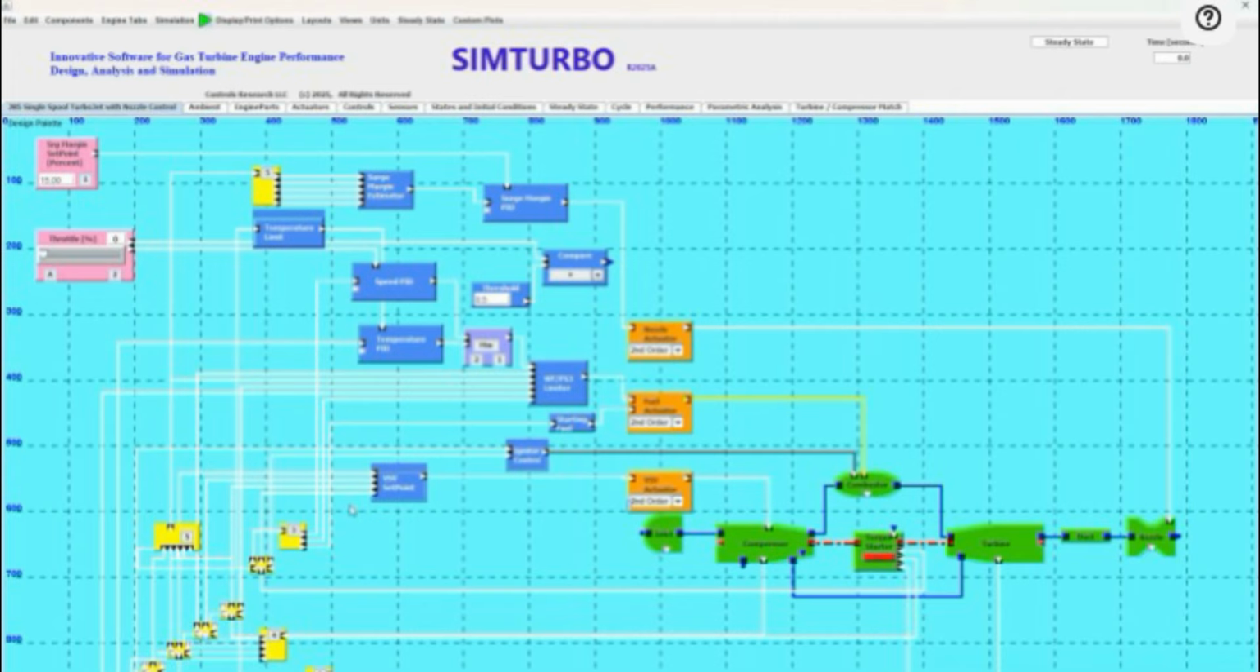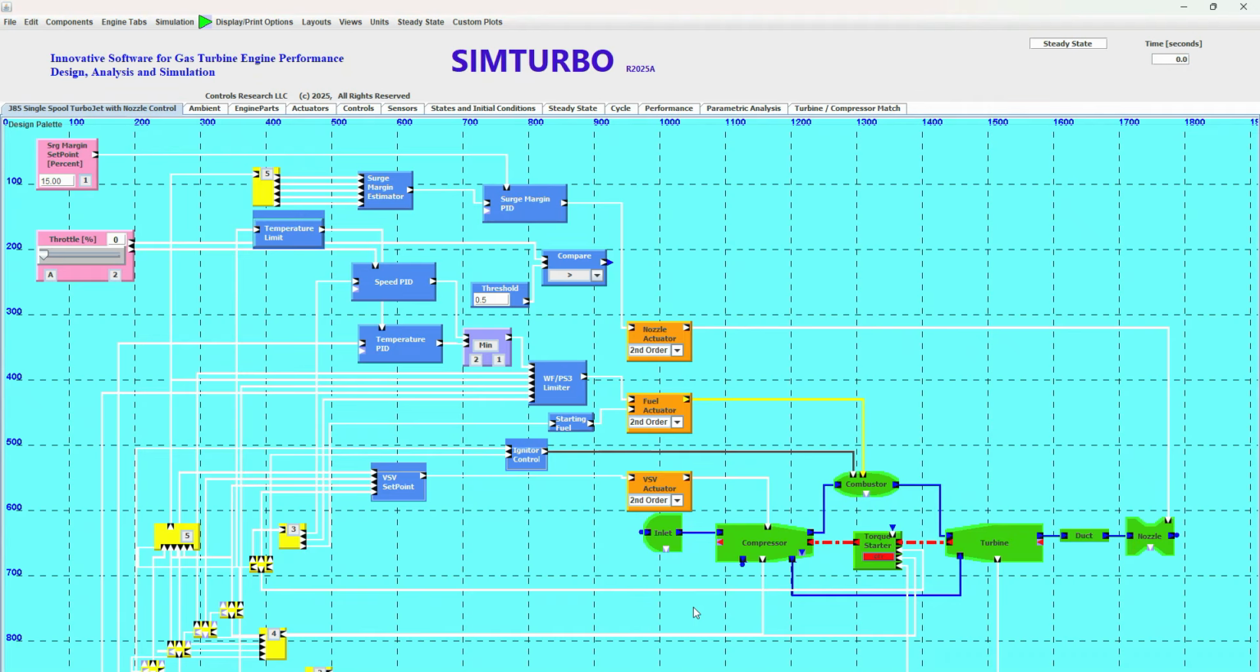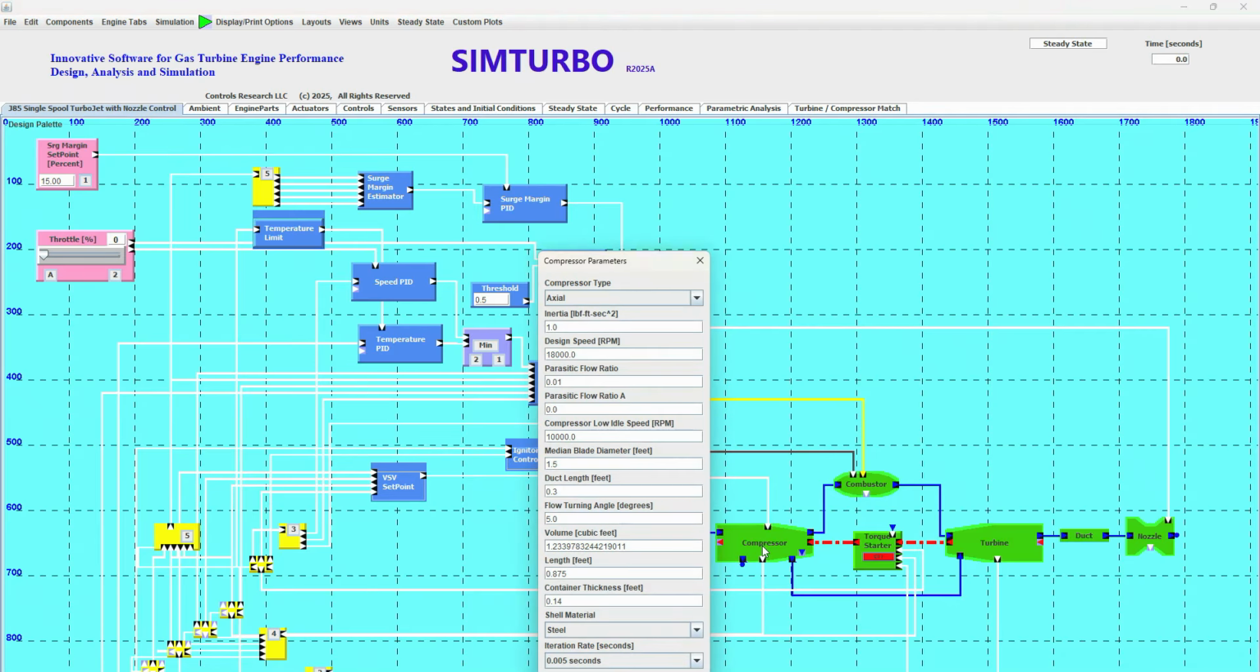Near idle, the fuel PID commands fuel to the engine, and it is ignited to sustain a stable speed. The control components in SimTurbo also provide for proper monitoring of turbine temperature for proper starting, as is conducted on actual gas turbine engines. At sustainable idle conditions, the torque starter is disengaged from the shaft connecting the compressor and turbine. Note that the characteristic parameters of each component can be modified by double-clicking on the component.